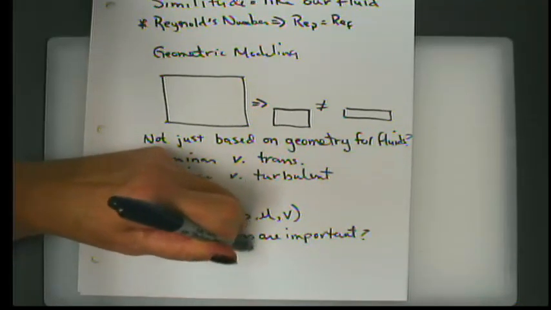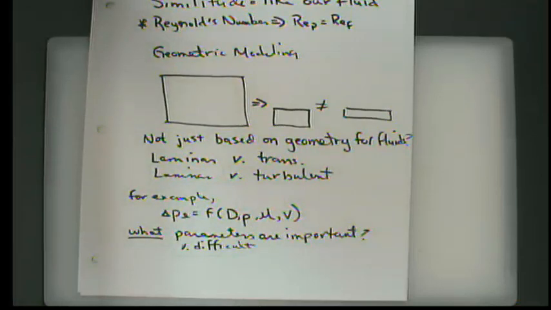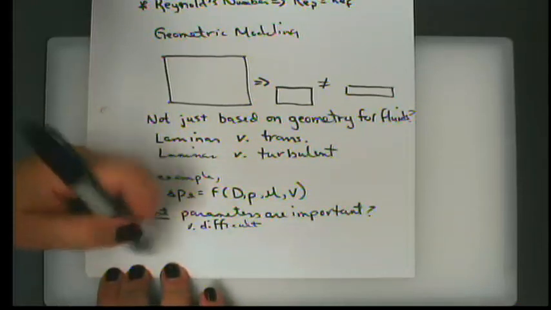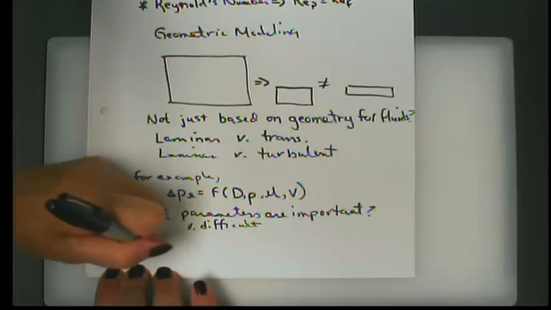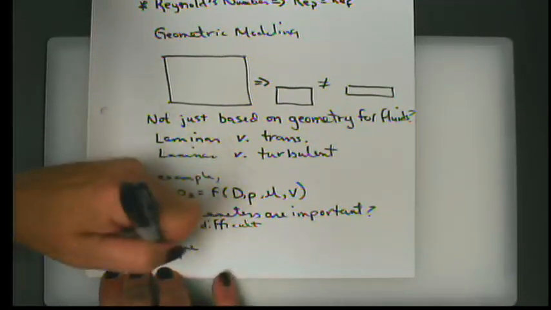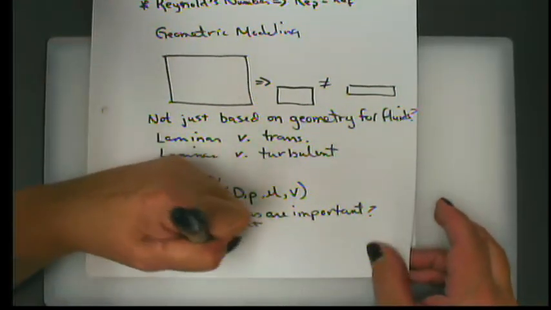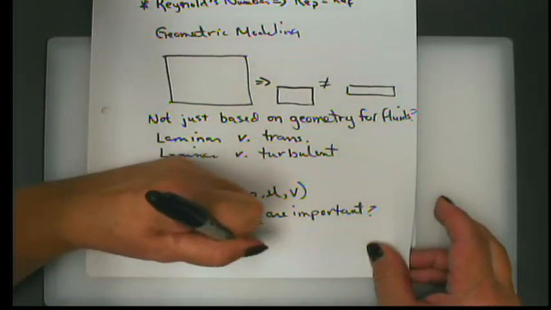So for now, we're going to sort of work with the authors, and the authors will suggest to us what parameters are important when we are modeling different fluid regimes. And so what we're going to develop is just the technique for describing how those parameters fit. Now, that's going to be the subject of section 7.1 through 7.4.